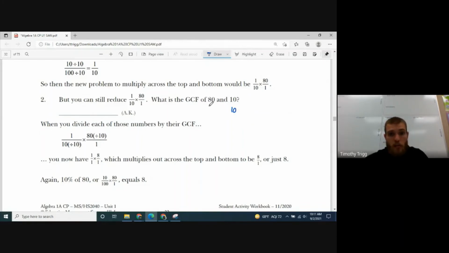Well, 10 also divides 80, right? So 10 is a factor of 80. So the greatest common factor is automatically 10 because 10 is 10's biggest factor, and it's also a factor of 80. So that must mean that it's the greatest common factor.